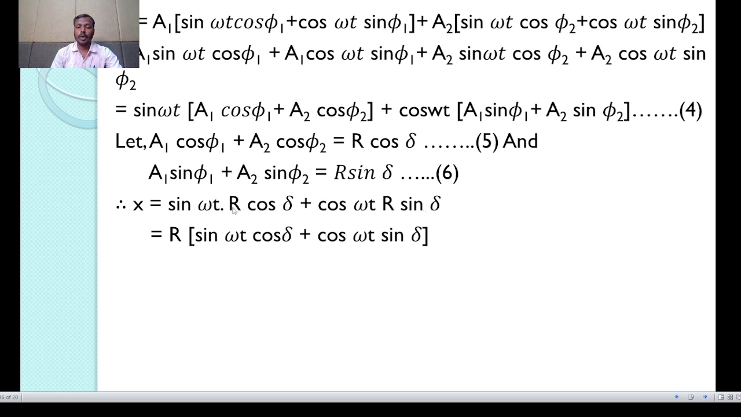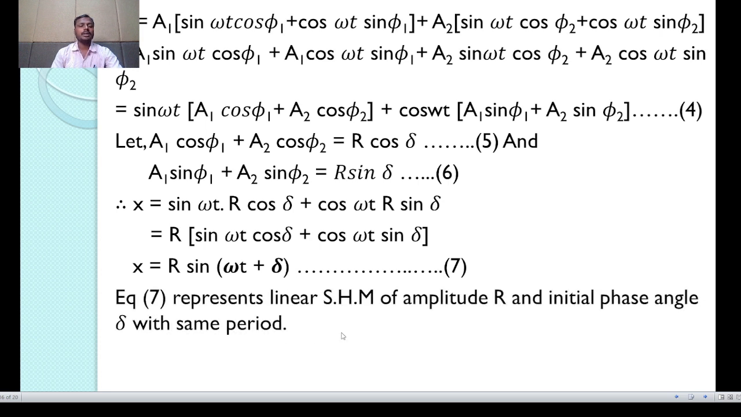Taking the r common, we can write here r in bracket sine omega t cos delta plus cos omega t sine delta. As we know that sine a cos b plus cos a sine b is nothing but sine a plus b, so we can write here x is equal to r sine omega t plus delta. This is the equation of resultant SHM with resultant amplitude capital R and resultant phase delta.